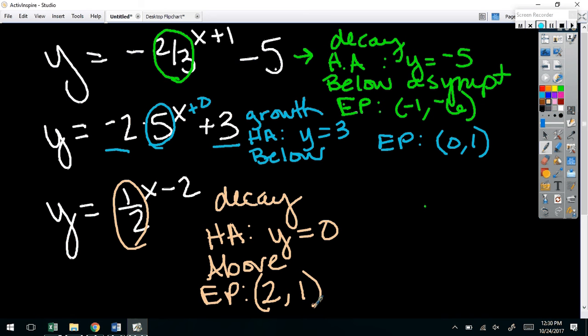Are we all on the same page? We'll do a couple more. If the A is negative, it makes it flip, so it would be below. If the A is positive, it's above. Other questions? Still not good with easy points. Okay, let's do a couple more then. Tell me when you're caught up.